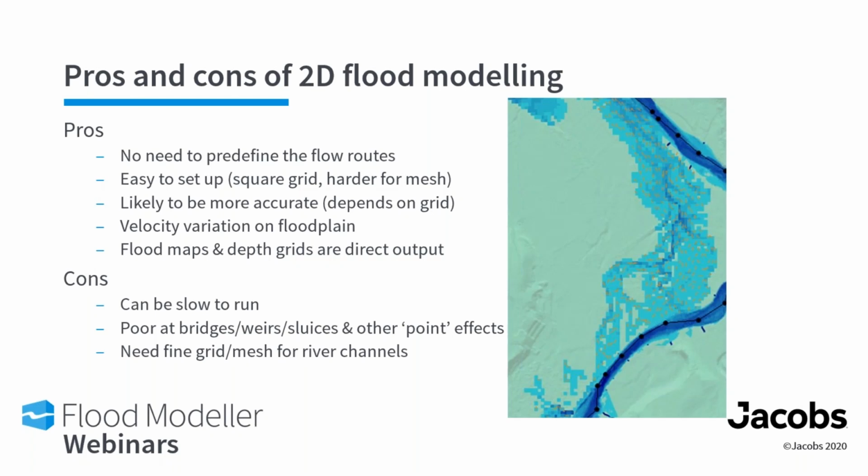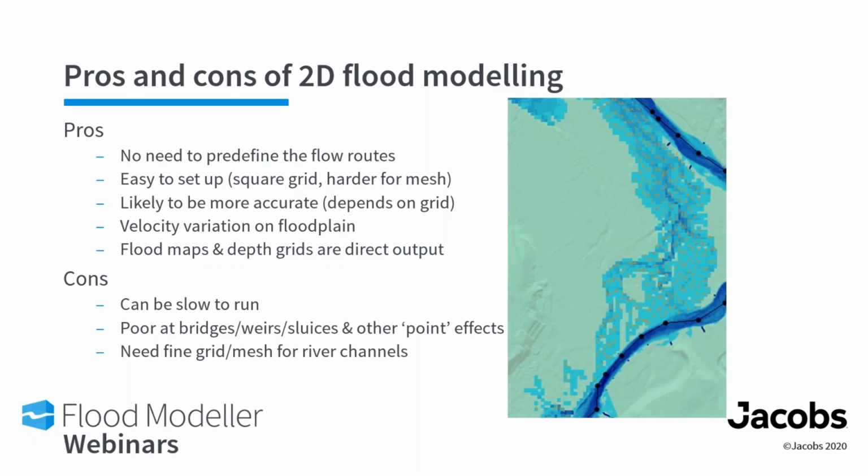2D is likely to be more accurate. Depends on the grid size. If you have a really big grid, sort of 50, 100-meter grids, it could be less accurate than 1D, but generally the type of grids people normally use means that you'll get a more accurate model on the floodplain than you would from a 1D representation. It directly calculates the variation of the flood depths and the velocities on the floodplain, whereas in 1D models you've got to do that as a post process to calculate that.